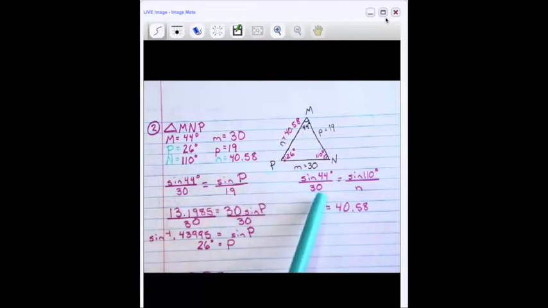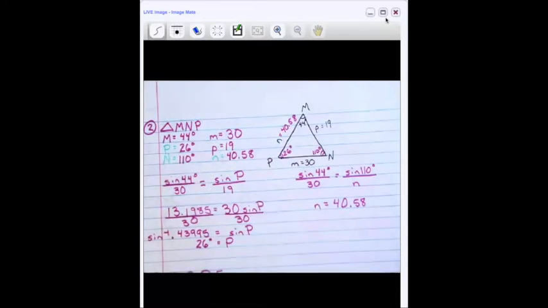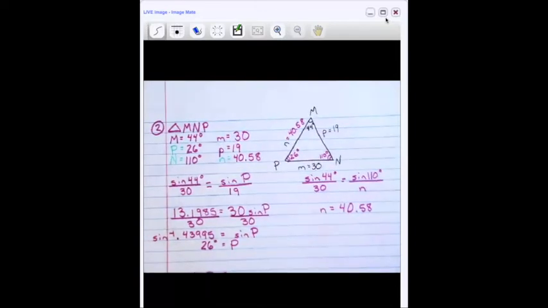So just like the one I did on the previous page, we're going to cross multiply here or simplify this fraction. And when you solve that out, that one's not quite as cumbersome. So we're going to have n is equal to about 40.58. So again, we're dealing with measurements of angles and sides. And in this case, we're going to be dealing with decimals, and that's okay.